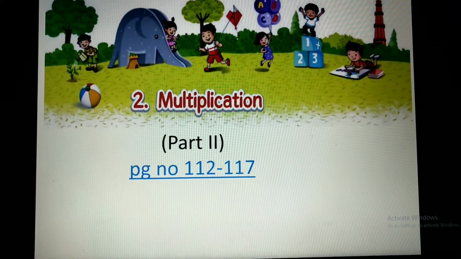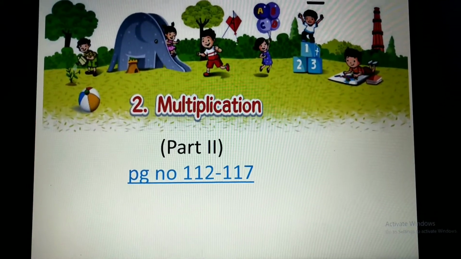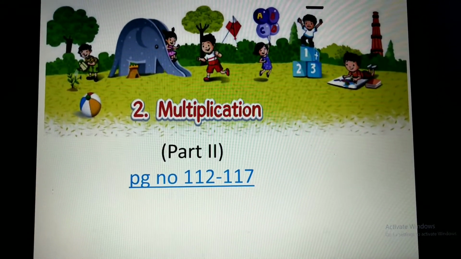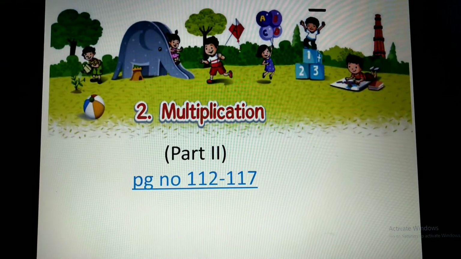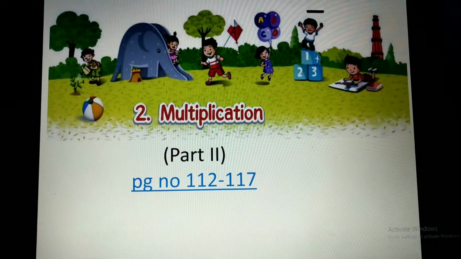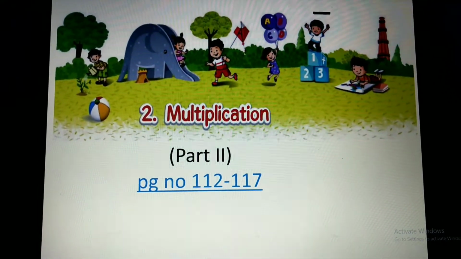So children, in the previous session we learned about the concept of multiplication. In this session we learned the meaning of multiplication. You know that the meaning of multiplication is repeated addition, correct? We also learned how we can perform multiplication on a number line, okay?